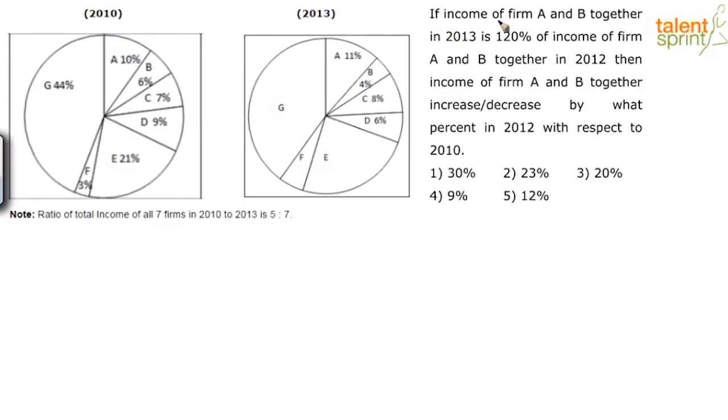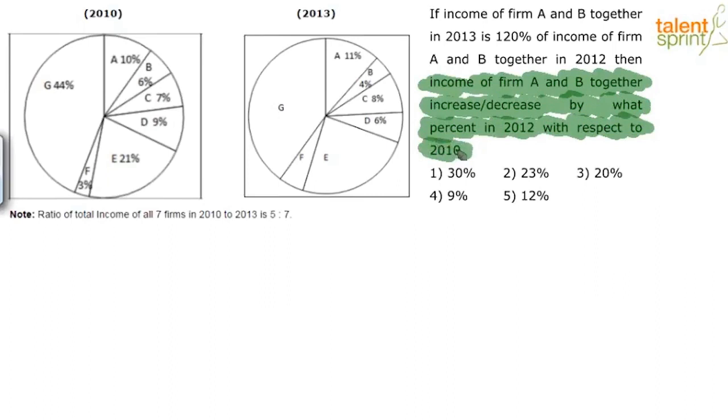So the question says, if income of firm A and B together in 2013 is 120% of income of the firms A and B together in 2012, then the income of firm A and B together increase or decrease by what percent in 2012 with respect to 2010? So the actual part of the question here is the change in income of A and B together in 2012 with respect to 2010. You getting it? So basically we have to understand the percentage change from 2010 to 2012. A and B together in 2010 to A and B together in 2012.